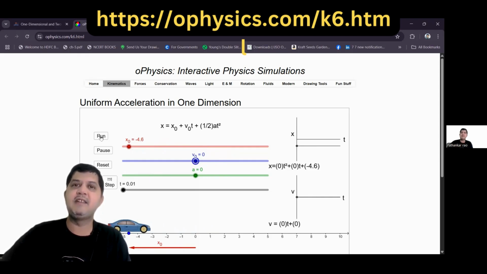Okay, and when I run this, you see the car does not move. The time slider is moving, but the car is not moving over here. But if I keep this at something like 1 meter per second, then what happens to the car? Okay, I can say that the car is now moving, but with a uniform velocity, right?